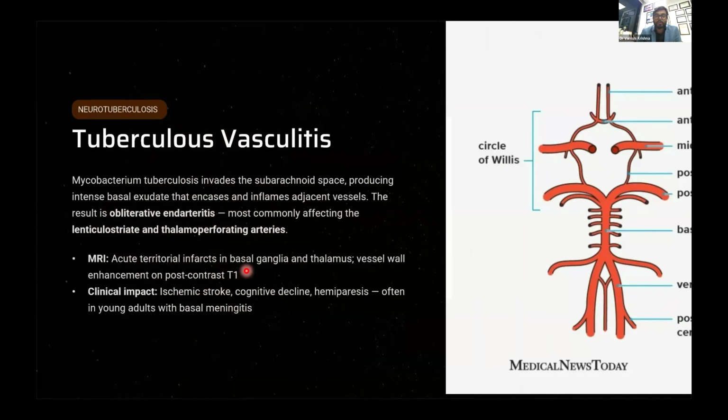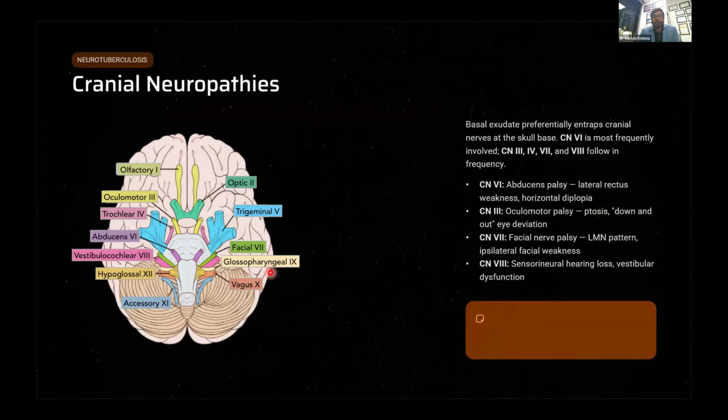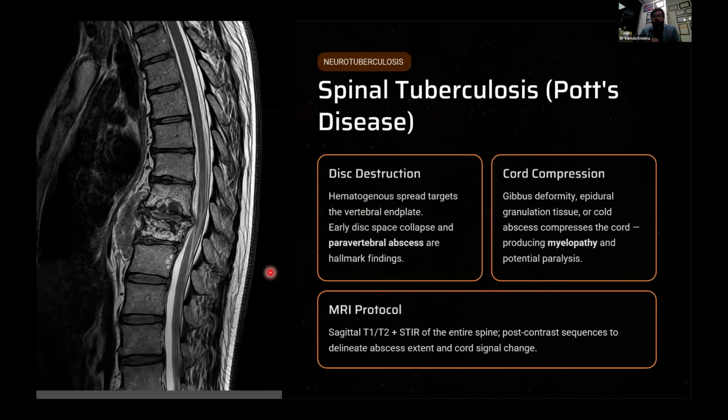Vessel wall enhancement in post-contrast T1 is very classically seen in this tubercular vasculitis. When it involves the basal cisterns and the exudates, they compress the cranial nerves. Cranial nerve 6 is the most commonly involved, so they present with abducens palsy, lateral rectus weakness. Next, from the brain, when they move to spinal tuberculosis, most commonly they present as Pott spine.